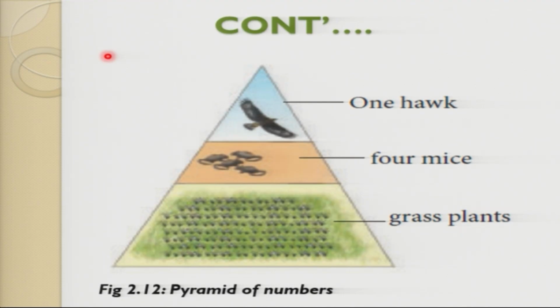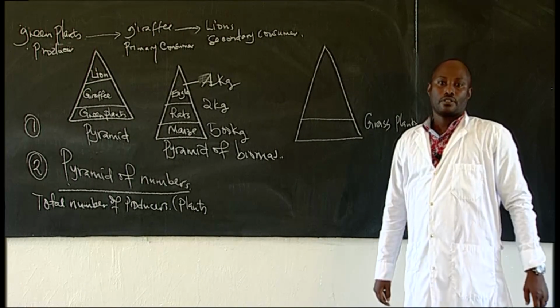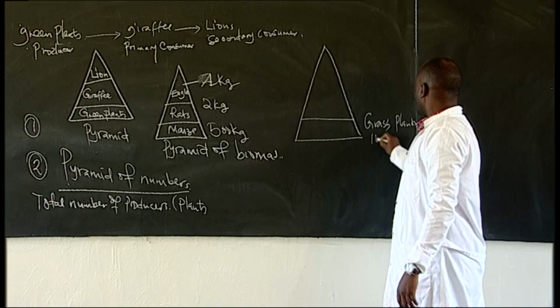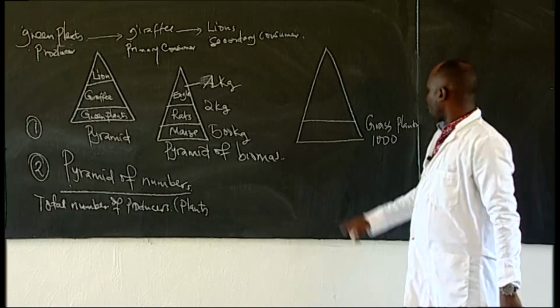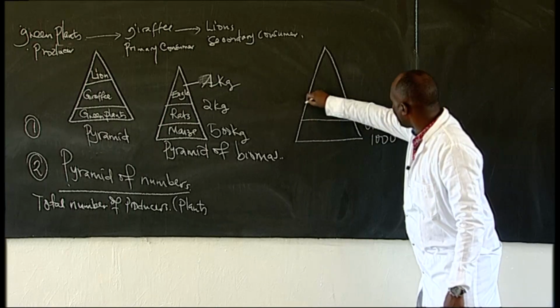Pyramid of numbers. Okay? I have the grass. These are grass or the green plants. Let me just put it in terms of the numbers. If I use numbers, it is very clear. Maybe this is supposed to be 1,000, not 100. Let me use 1,000. If there are more green plants, more energy will be transferred from green plants to the 4 mice.